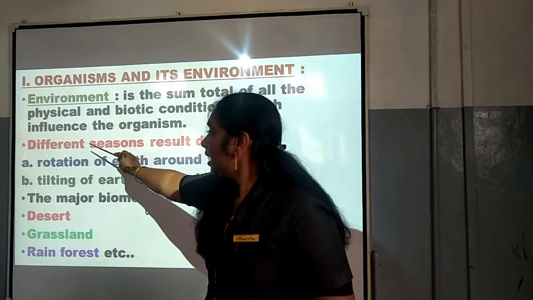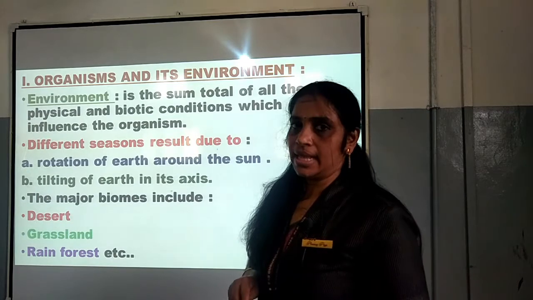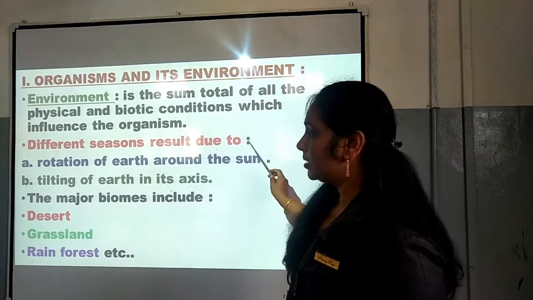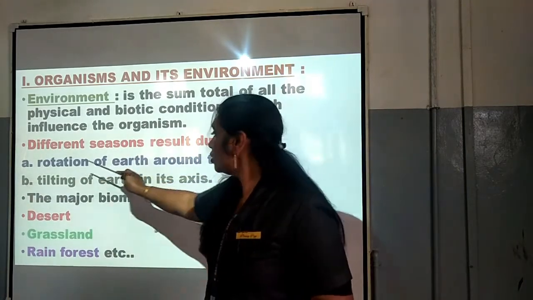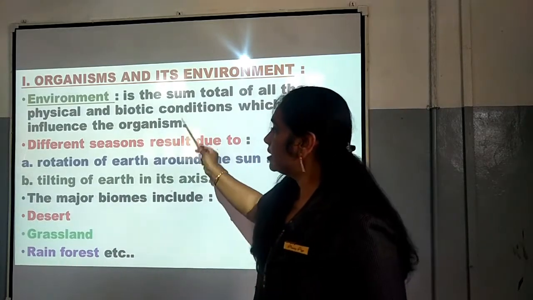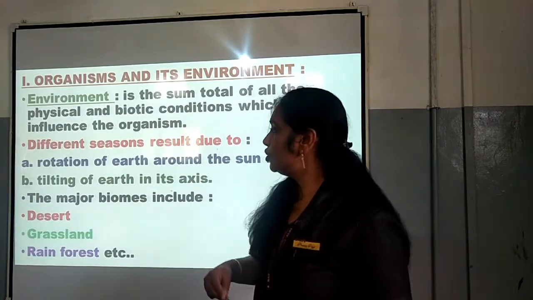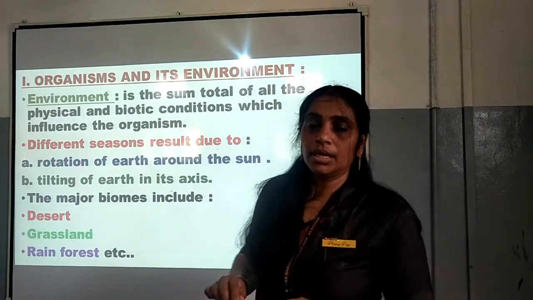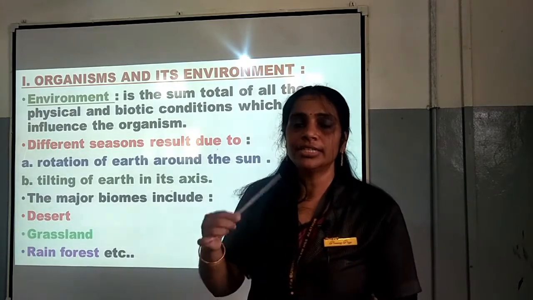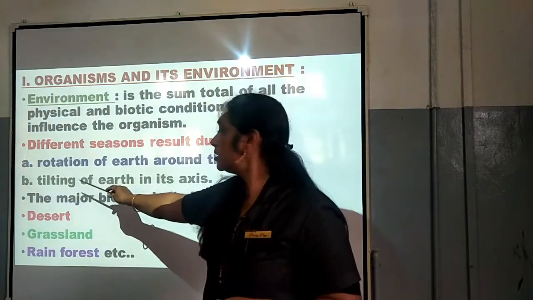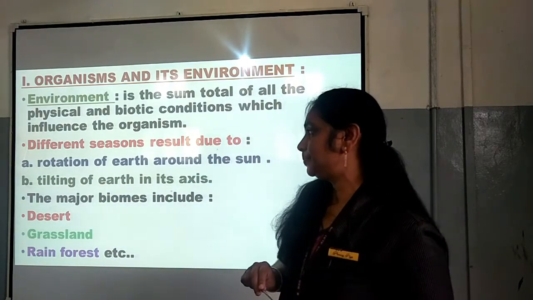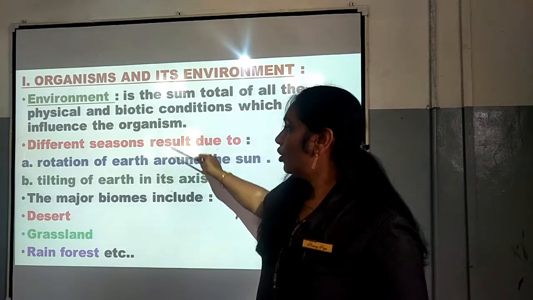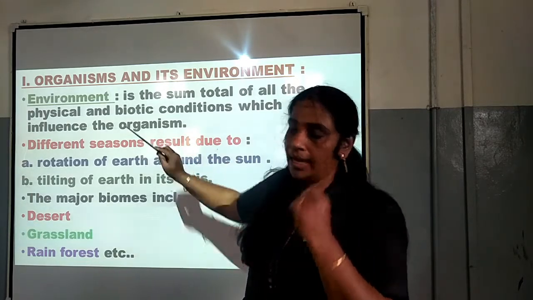And in the environment we know that different seasons take place, and they take place due to many reasons. Number one is the revolution of the earth around the sun. The earth is revolving around the sun, and due to that different seasons take place. And number two is the tilting of the earth on its axis, and the rotation of the earth on its own axis. So, these are the two main reasons for different seasons taking place in the environment.